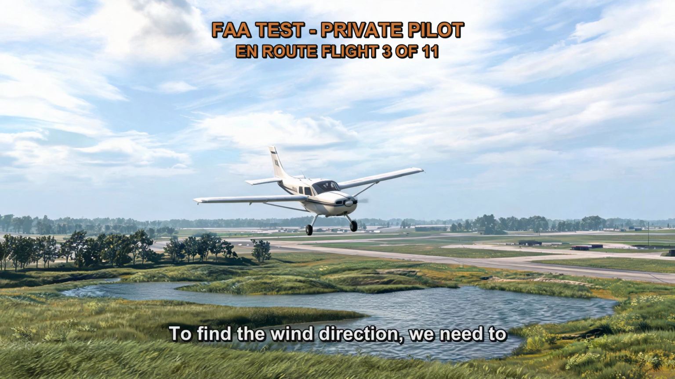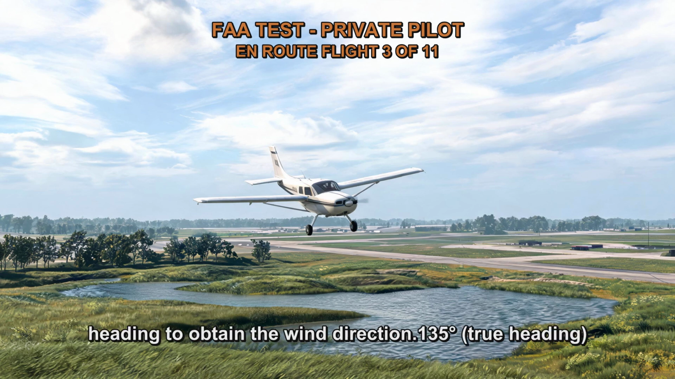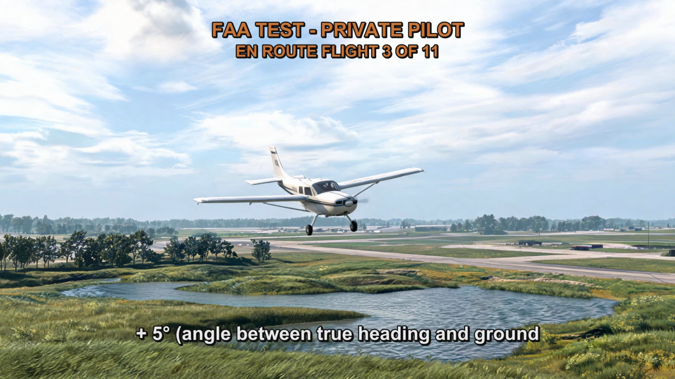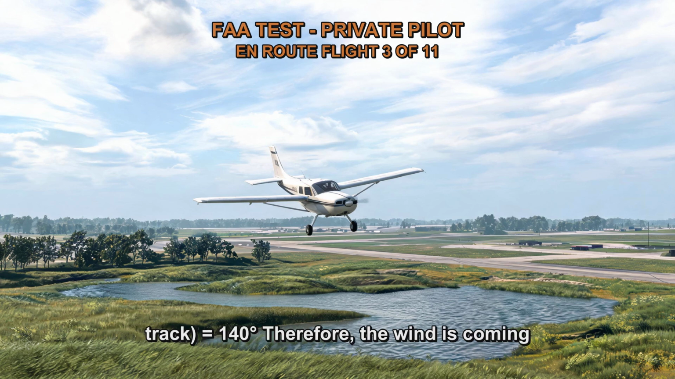To find the wind direction, we need to determine the angle between the true heading and the ground track. In this case, the difference is 5 degrees, 135 to 130 degrees, and since there is a tailwind, we can add this angle to the true heading to obtain the wind direction. 135 degrees, true heading, plus 5 degrees, angle between true heading and ground track, equals 140 degrees. Therefore, the wind is coming from 140 degrees.